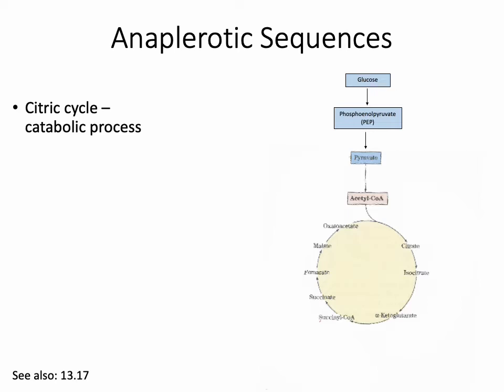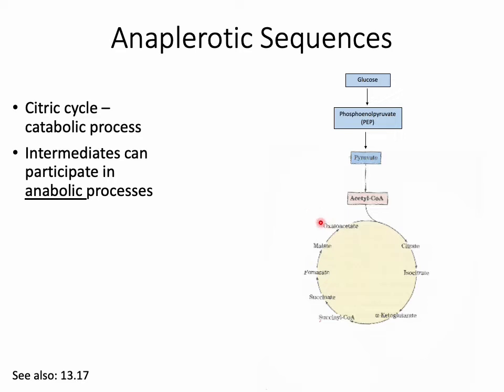So thus far we've talked about the citric acid cycle in the context of a catabolic process. In other words, we're taking acetyl-CoA, we're taking carbohydrates, and we're breaking them down to generate carbon dioxide and energy. However, it is possible to view the citric acid cycle as an anabolic process. This is because many of the intermediates from the citric acid cycle are actually important precursors for various biosynthetic reactions. In other words, these are anabolic processes.